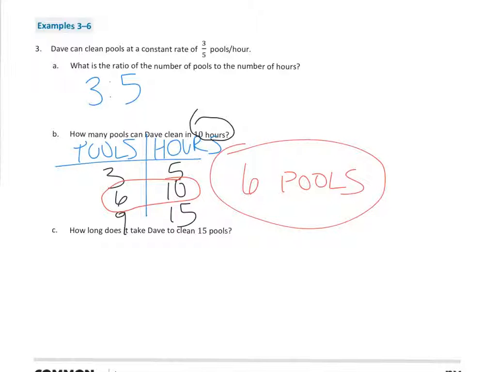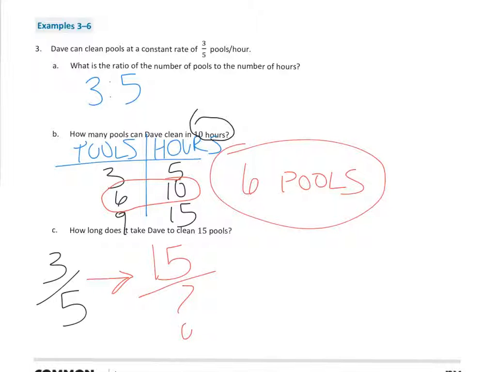How long does it take Dave to clean 15 pools? All right, so 2 ways we could solve it. We could draw another ratio chart, or we could convert our ratio. So originally we have 3 to 5. With our original ratio of 3 to 5, we know that the 3 is the number of pools and the 5 is the number of hours. So pools on top, hours on bottom, so 15 pools. We're trying to get a ratio of 15 to something. So what did we have to do to this 3 to turn it into a 15? And whatever we do, we have to use it on the 5, because whatever you do to the top, you have to do to the bottom.